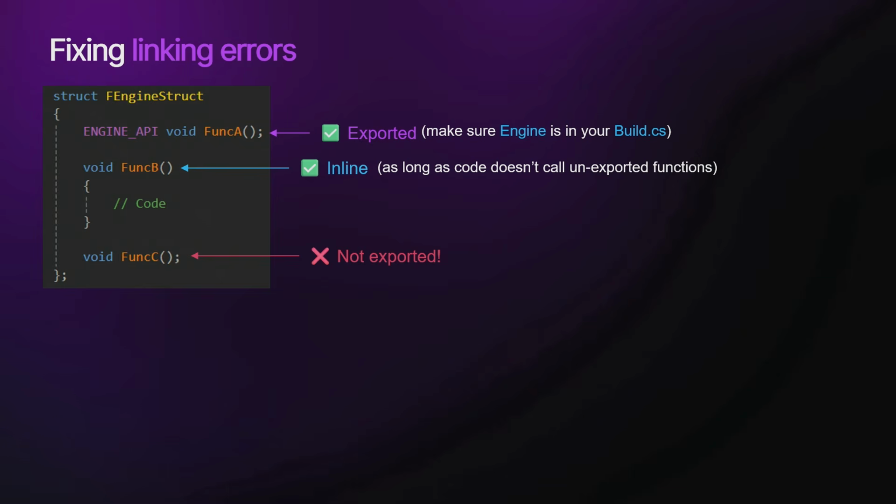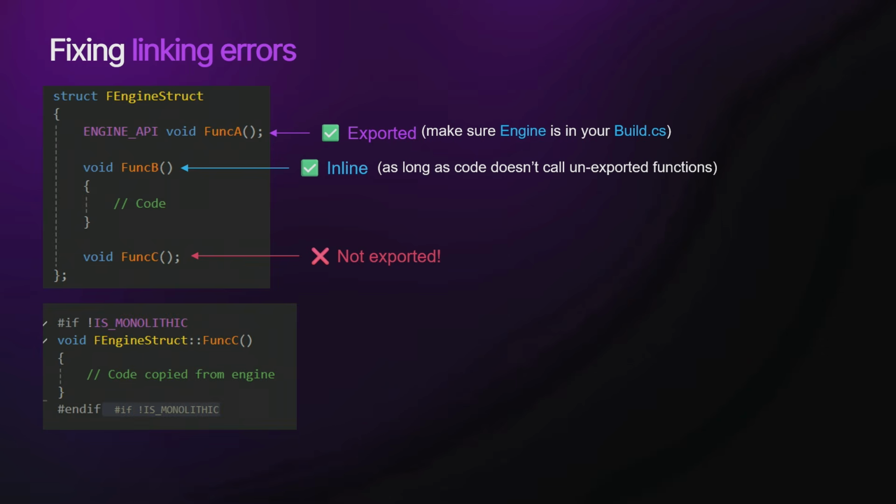Lastly, we have function C. This is, as you can see, not exported, meaning you can't really use this in your plugin. Except you can, just a bit of a mess. You have to do something like this, meaning you have to literally copy-paste the engine code to your plugin. Critically, make sure that the engine code matches perfectly what you copied.